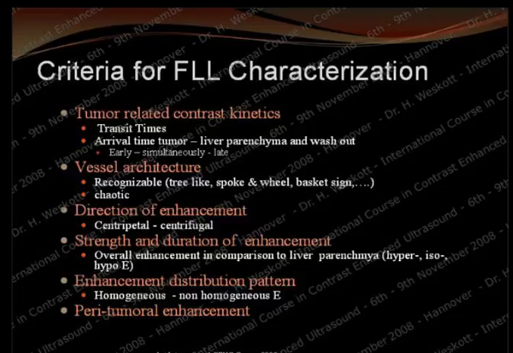The strength and the duration of enhancement is important. So we look at the overall enhancement in comparison to liver parenchyma. Is it hypo, iso, or hyperenhancing? The enhancement distribution pattern we look at very carefully, because we would like to know, is it a homogeneous or a non-homogeneous enhancement of the tumor? And then we may also see something that we call peritumoral enhancement, and I will come to that point later. So what does hypo, iso, or hyperenhancing mean?